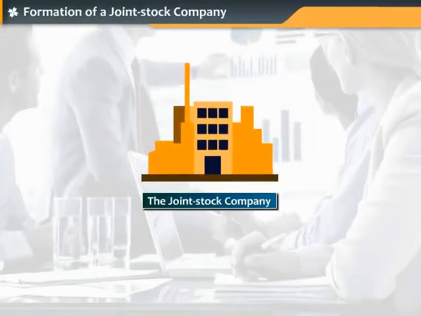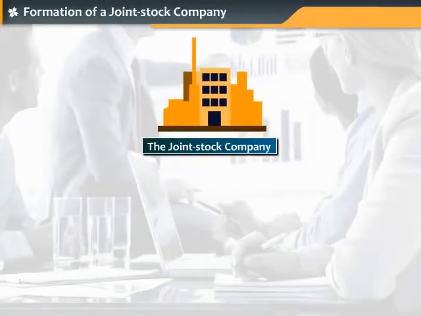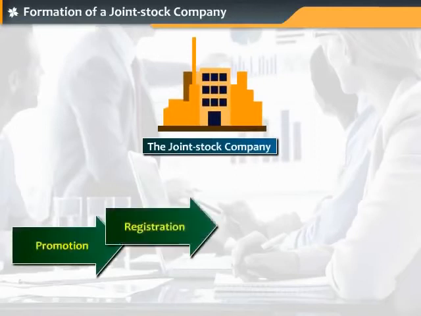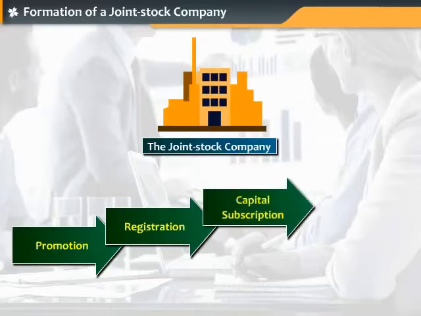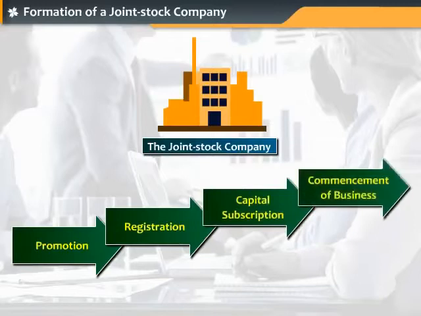Formation of a joint stock company includes 4 important stages, namely promotion, registration or incorporation, capital subscription, and commencement of business. Let us learn more about each of these stages in detail.